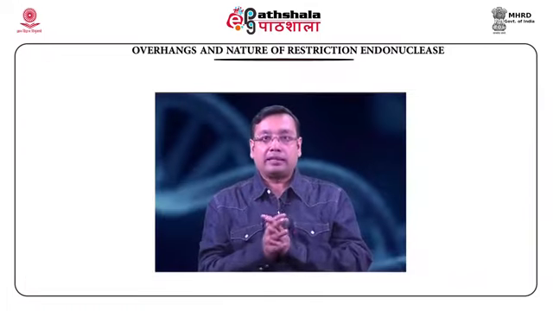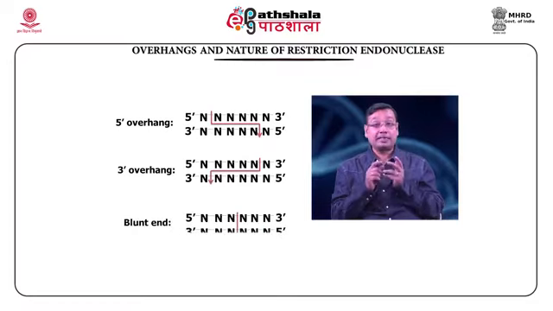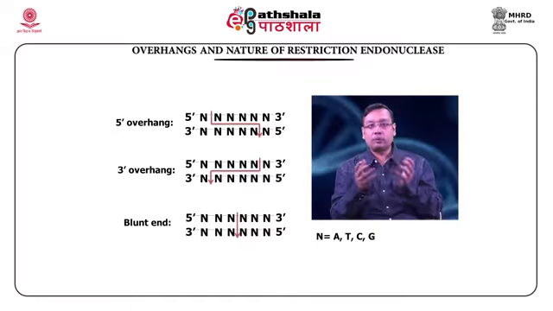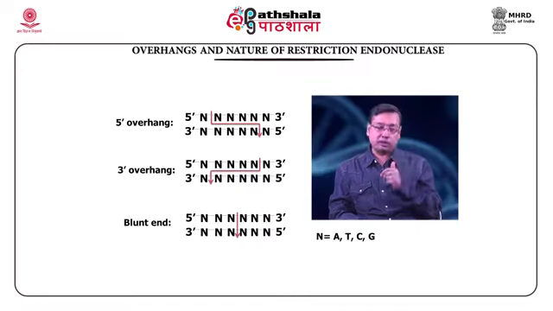Now come to the overhangs. First of all, you should understand what is the nature of restriction enzyme, second thing how it cuts, and third, if it cuts, what kind of overhang it produces. So basically there are three different types of restriction enzyme. One is a sticky end, it provides a sticky end. Second is the staggered or blunt end, and third is the 3' overhang, it's also a sticky end.